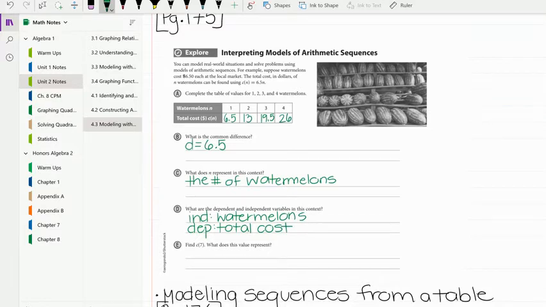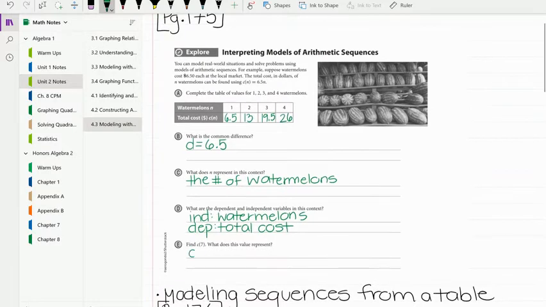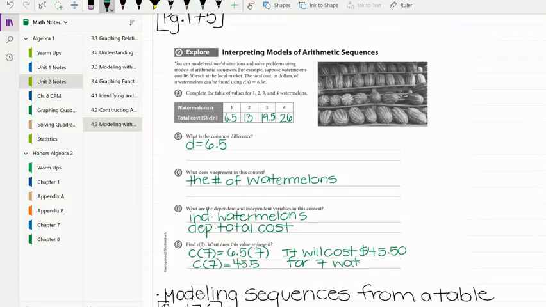And lastly, we're going to use our equation to find C of 7 and what this represents. So since C of n equals 6.5n, C of 7 equals 6.5 times 7. So C of 7 will equal 45.5. And what that represents is it will cost $45.50 for 7 watermelons.